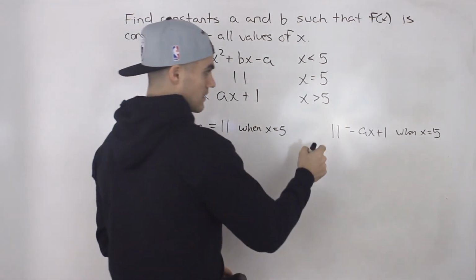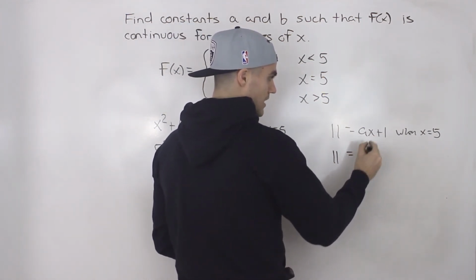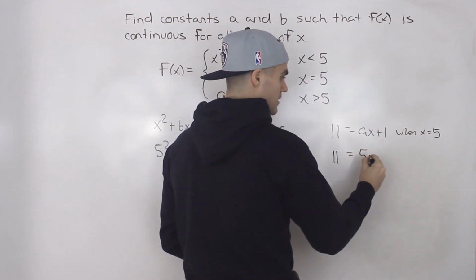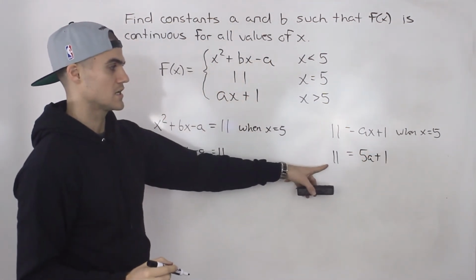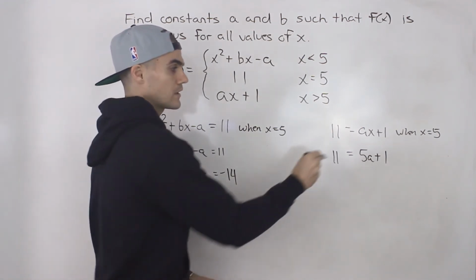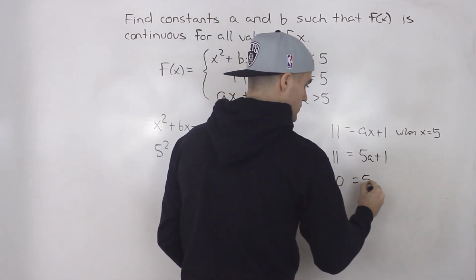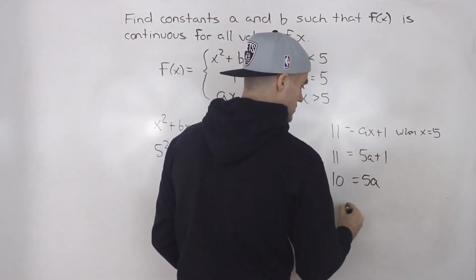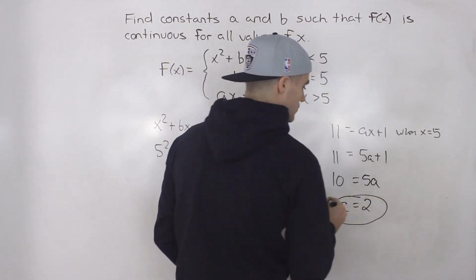And then here, if we plug in an x value of 5, a times 5 is just 5a, plus 1. And notice that this equation is nice because there's only one unknown. So we could solve for this a value right away. We can bring the 1 over. 11 minus 1 is 10, equals 5a. Divide both sides by 5, and we would get an a value of 2.